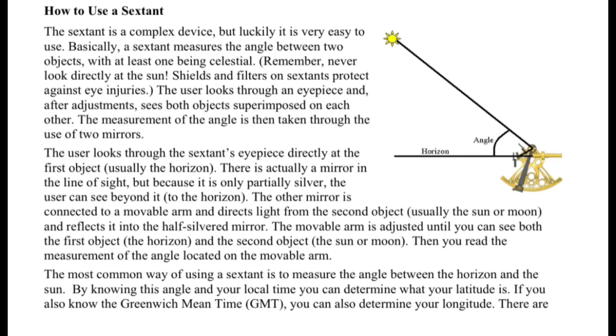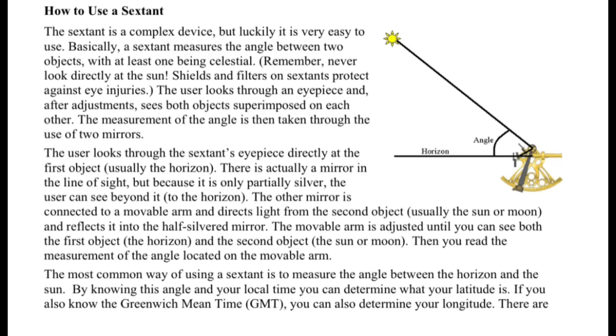The measurement of the angle is then taken through the use of the two mirrors. The user looks through the sextant's eyepiece directly at the first object, usually the horizon. There is actually a mirror in the line of sight, but because it's only partially silvered, the user can see beyond it to the horizon. The other mirror is connected to the movable arm and directs light from the second object, usually the sun or moon, the luminary, and reflects it onto the half-silvered mirror.